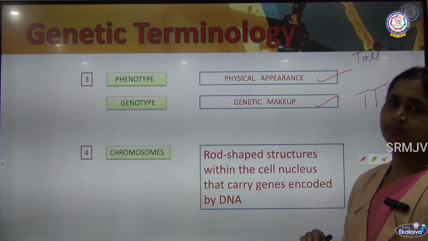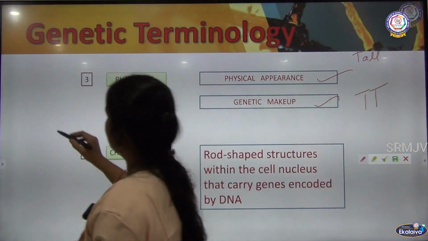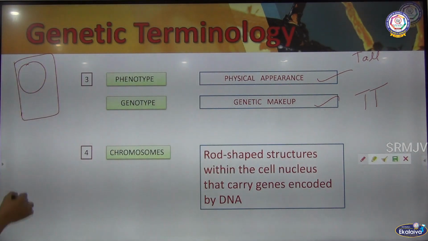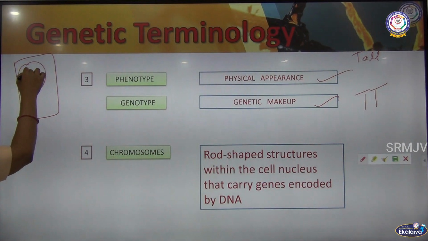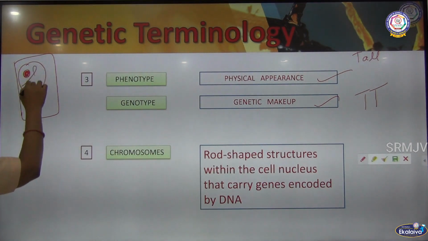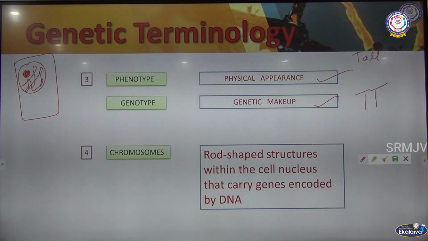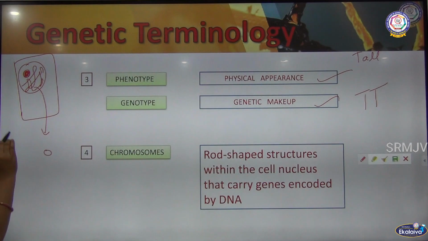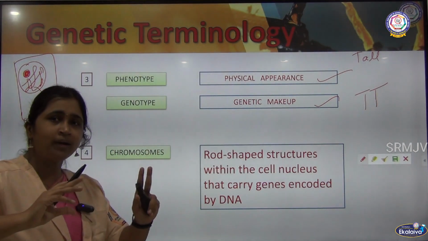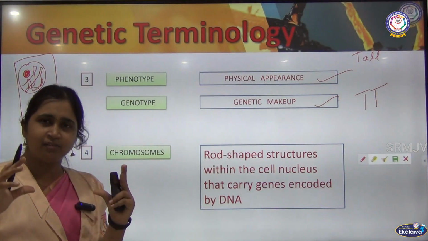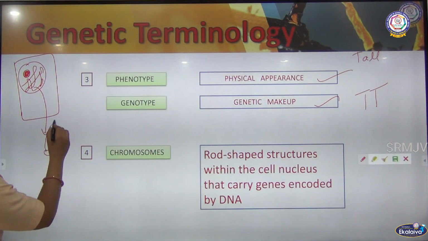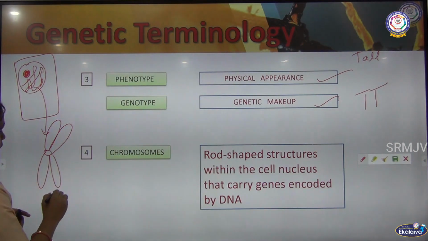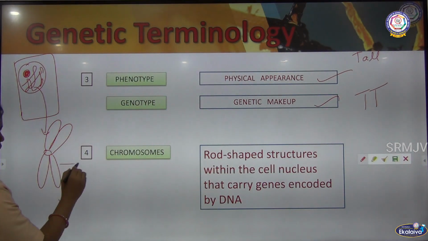What are chromosomes? Where are the genes present? Again, if this is a cell, in this cell there is a nucleus. Inside the nucleus there is a nucleolus, and here there is a thread-like coiled structure, which you call chromosome. Actually you call it chromatid, and during cell division the chromatid becomes condensed. At that time you call it chromosome. It will look like this in a pair. We call this a homologous chromosome, and then this is the chromosome.